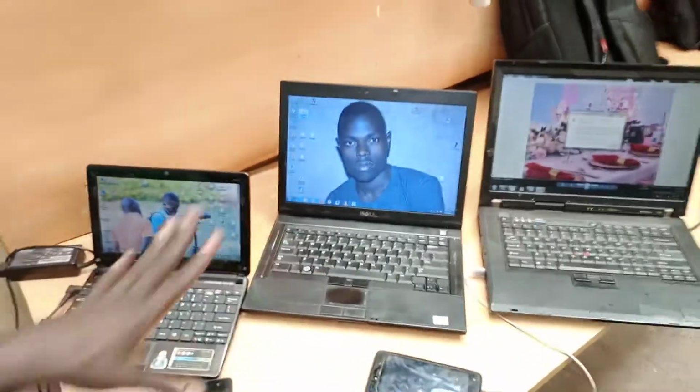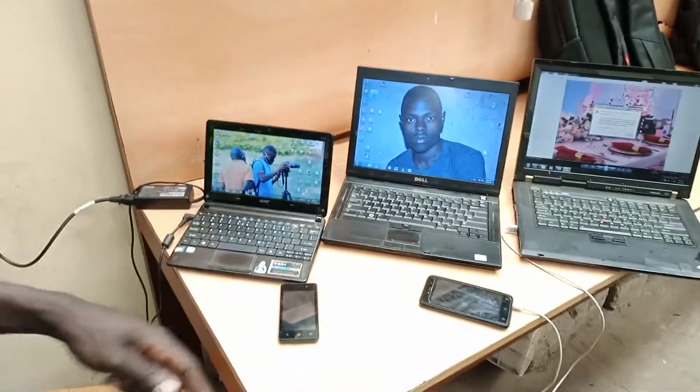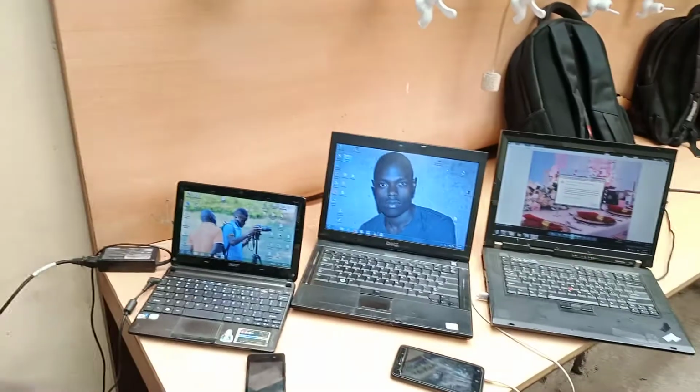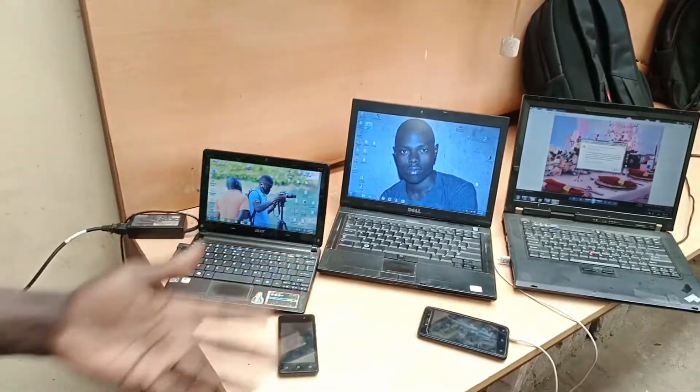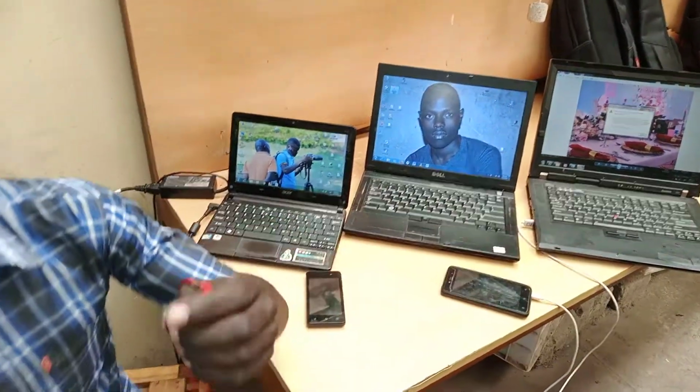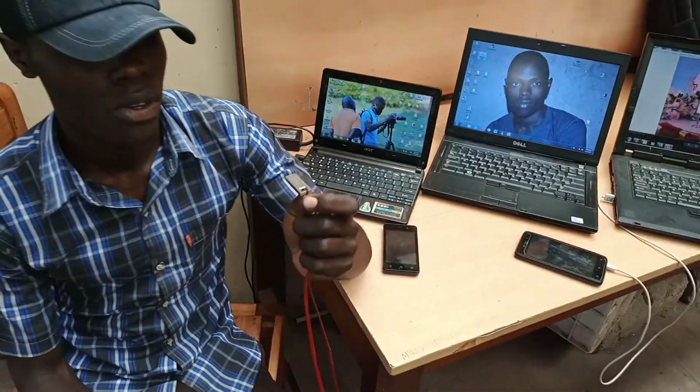Several classes of computers you're seeing here always tend to be good when it comes to operations. So we're going to look at some effects. What happens when you insert a USB? This is what we call a USB, or we can call it a storage drive.